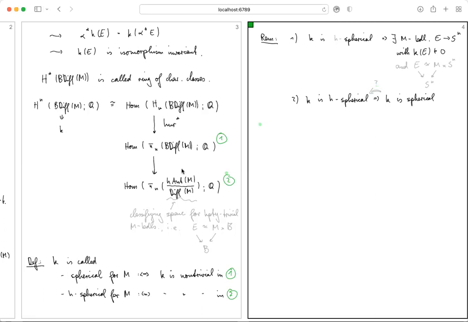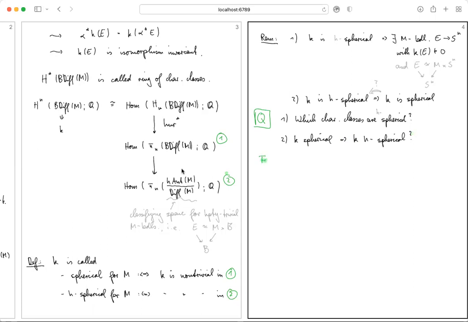So let's now get to the questions I want to answer today. The first question is which characteristic classes are spherical or H spherical? And the second is related to this, the reverse direction up here, namely, does the reverse hold? Does K spherical imply that K is H spherical? Okay, so this is what I want to talk about for today.